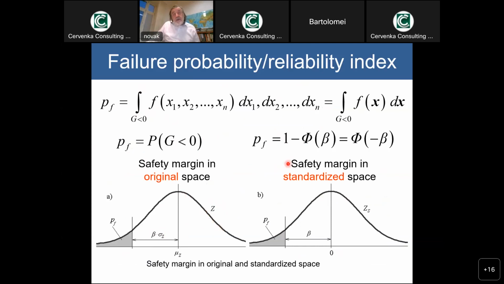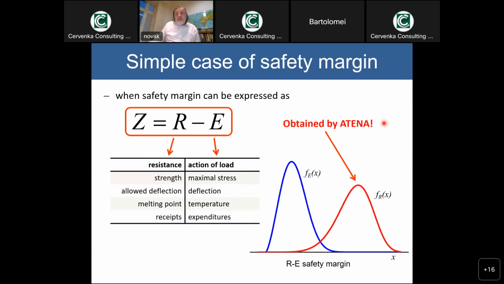If we do normalization, standardization, in the statistical case, then we switch to normalized space, and the reliability index beta is just this distance, and the failure probability is a distribution function for minus beta. I really cannot go into very much detail, so I will stay on the surface. But in simple cases the safety margin is usually separated into 2 parts, the resistance and the action of the load.